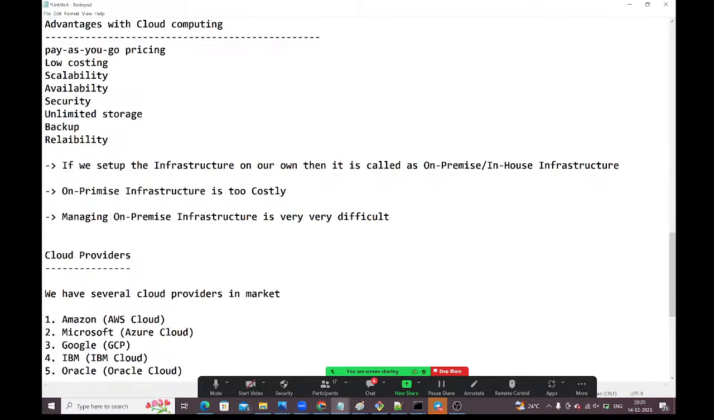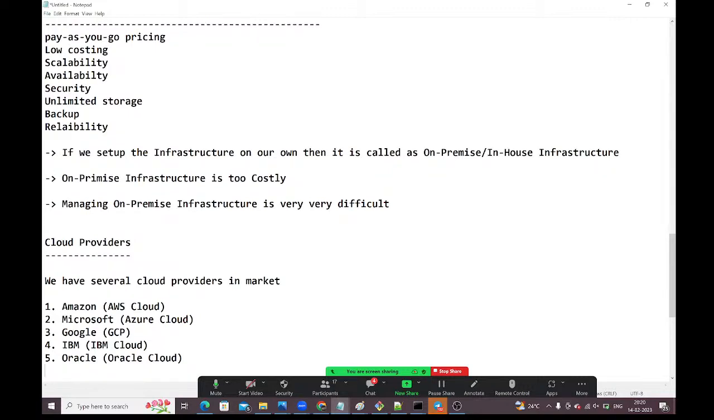Same way, Salesforce also provides the cloud, that is called Salesforce CRM. CRM is the product, guys. Salesforce CRM is what they are providing.